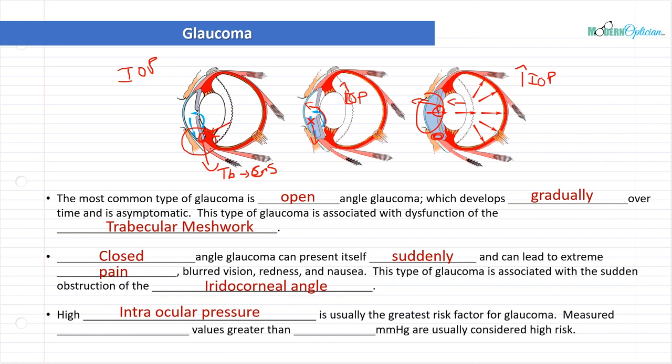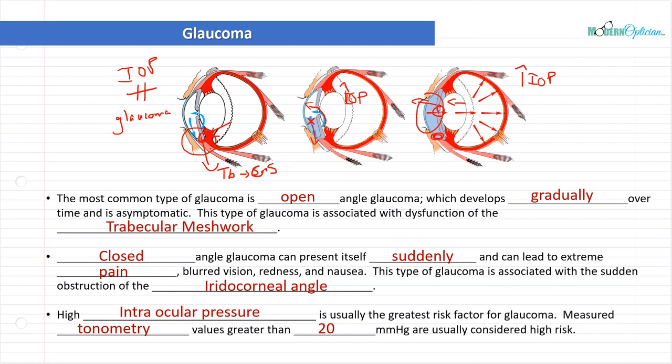Now, high intraocular pressure is usually the greatest risk factor for glaucoma. Now, one important thing that I have to mention, IOP does not necessarily equal glaucoma. Okay. Now, they are very closely linked. However, just because a person has elevated IOP does not necessarily mean they have glaucoma. They are at a tremendous risk for glaucoma. However, it is not one and the same. Now, measured tonometry values. Tonometry is taking the pressure of the eye. Anything greater than 20 millimeters of mercury is usually considered high risk.